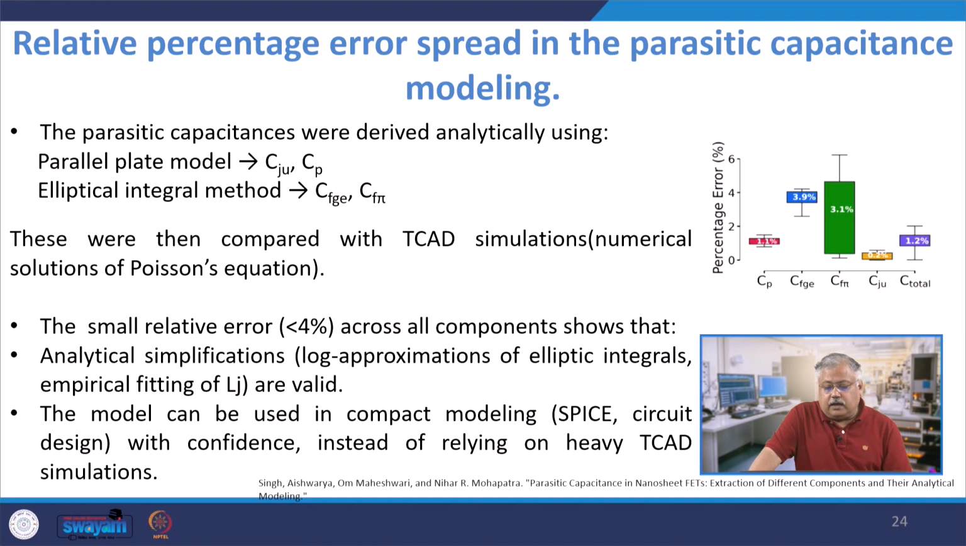The relative error in parasitic capacitances, if you look at the pillbox diagram here, is maximum for CF pi, right? CF pi shows a maximum percentage error, and for other cases the error is relatively small. So even for the maximum spacer length, CF pi is only about 3.1%, approximately 3%, which is less than 4% across all the components. Therefore it shows that the capacitance model extracted by the authors is very accurate, and it is used in compact modeling for TCAD simulations, right?